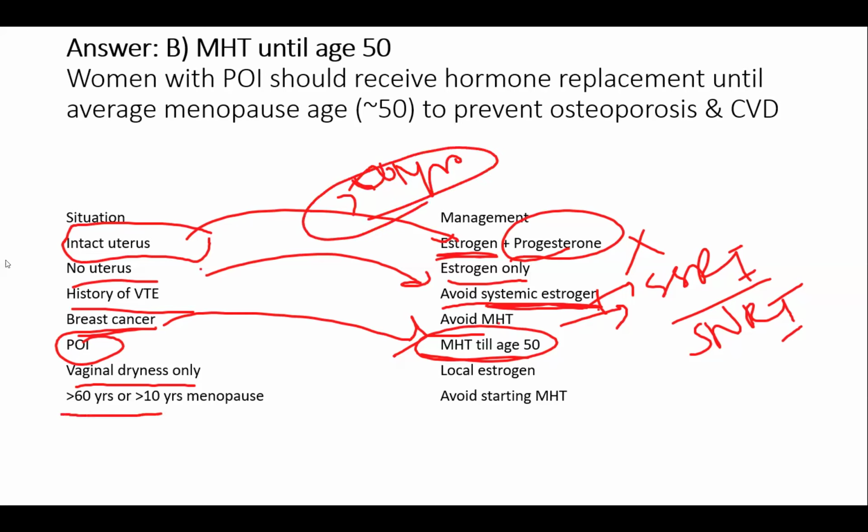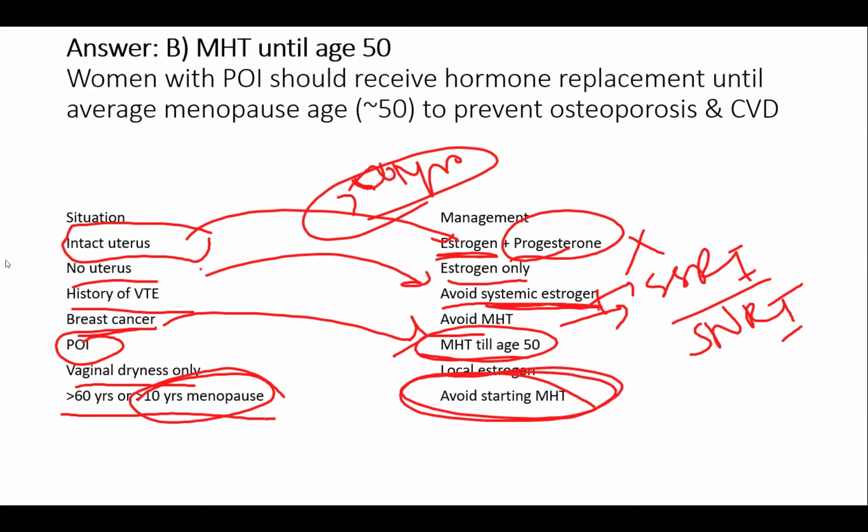But if it is beyond 60 years or more than 10 years after menopause, there is already a cardiovascular concern. Always keep in mind, estrogen is protective against heart attack. Once the estrogen is not there, your blood vessels will have atherosclerosis, your blood vessels will start aging. So for more than 10 years after menopause, or if she is more than 60 years, if you start MHT at that age, there is increased risk of cardiovascular complication.